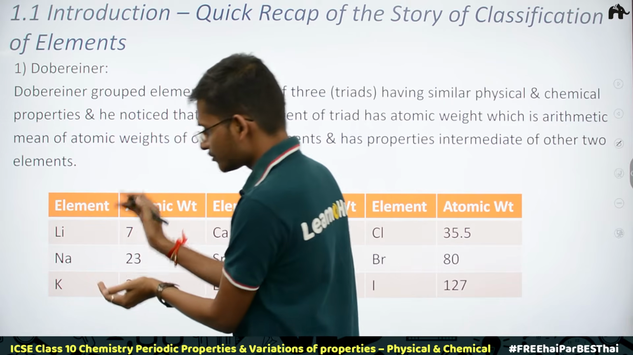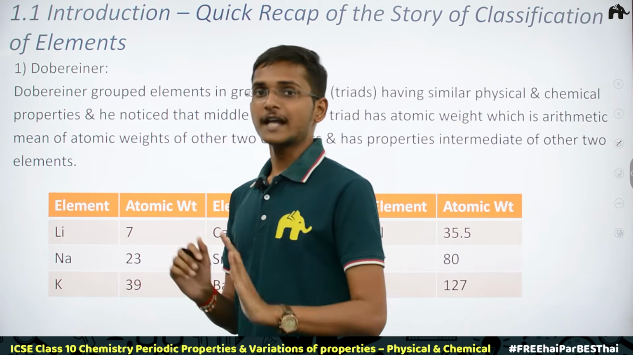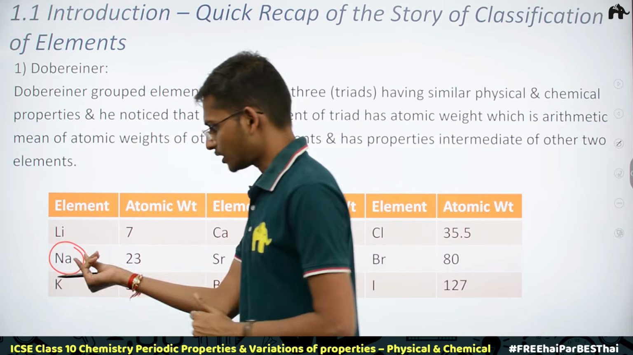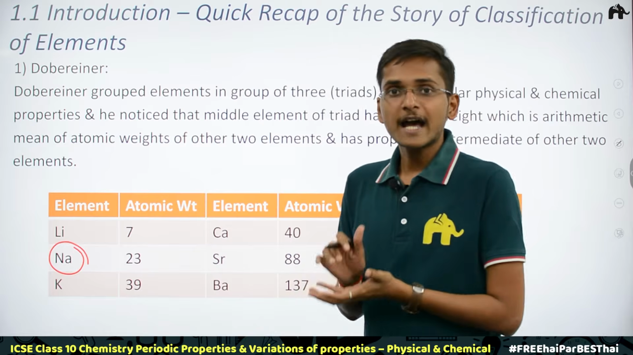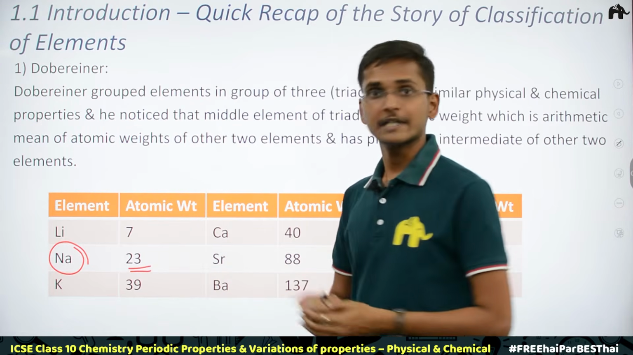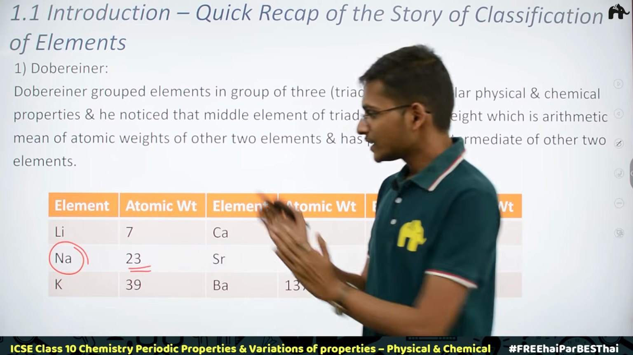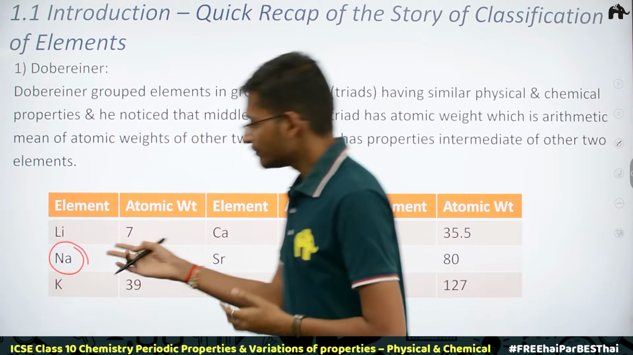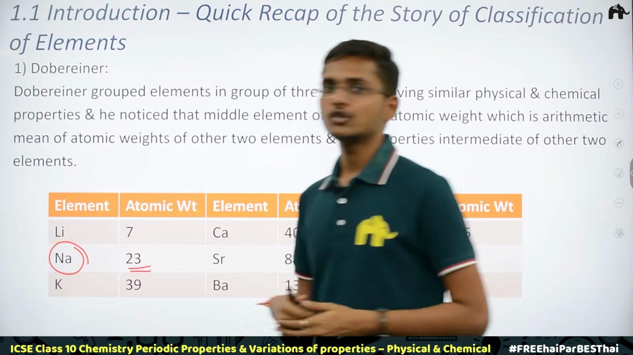He found that these elements had similar physical and chemical properties. The next thing he noticed is that the middle element of this triad, in this case sodium, has an atomic weight which is the arithmetic mean of the other two elements. Also, this middle element has properties which are intermediate of the other two elements.